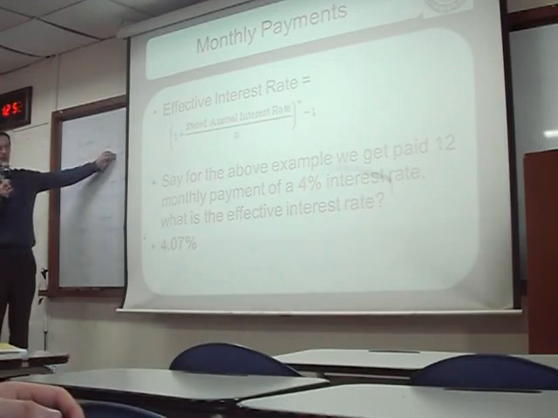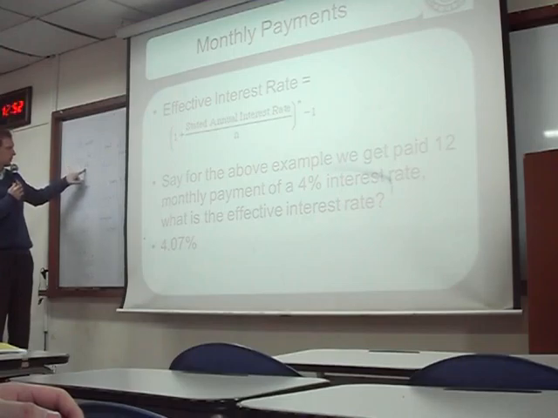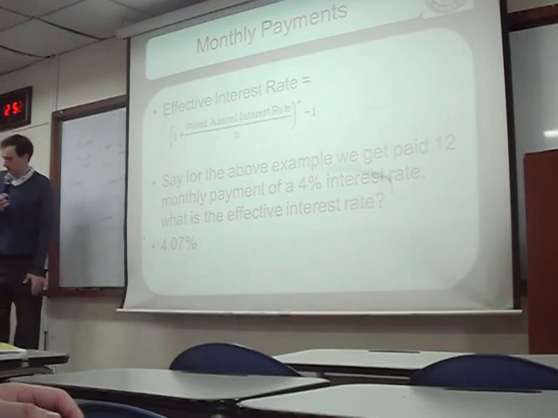So let's look at the example. If I get paid interest at the end of the year, I get 4% of 15,000, which is 600. I end up with 15,600. Okay?